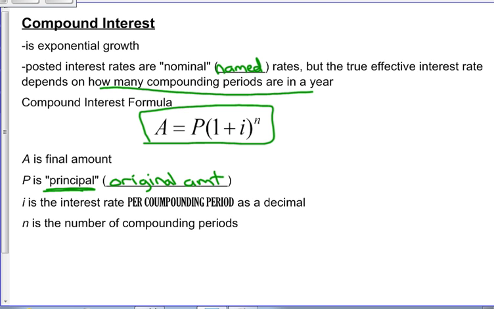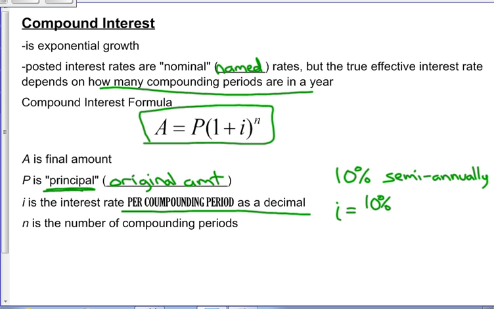I is the interest rate per compounding period as a decimal. And what I mean by that is if you see 10% and it's semi-annually, then I is going to be that 10%, but it'll be divided by 2, because semi-annually means 2 times per year.